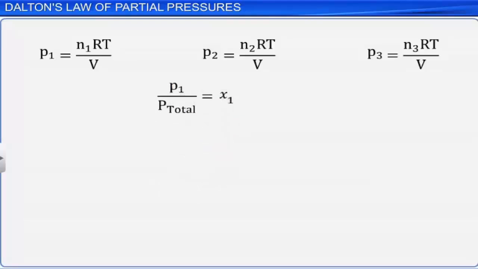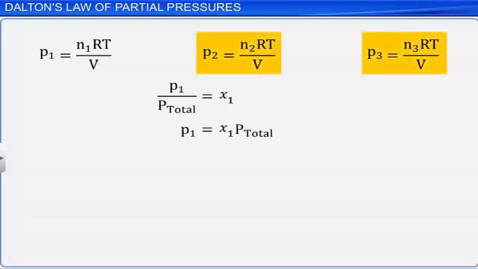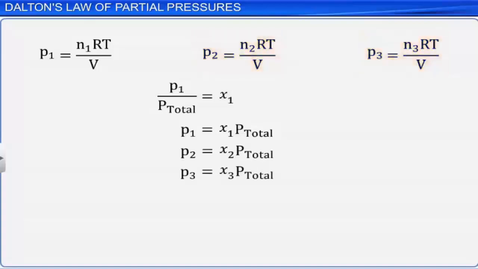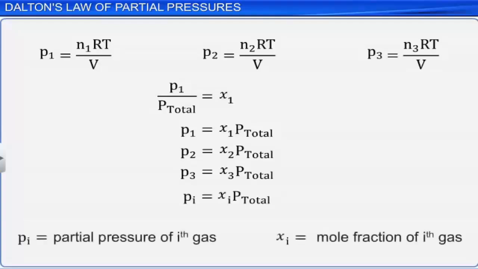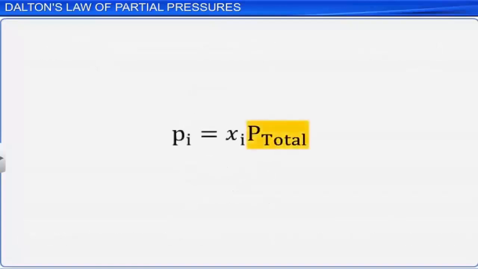Similarly, for other two gases, we can express partial pressures as P2 equals x2 multiplied by P total and P3 equals x3 multiplied by P total. Thus, a general equation can be expressed as Pi equals xi multiplied by P total, where Pi and xi are the partial pressure and mole fraction of ith gas respectively. Thus, if the total pressure of a mixture of gases is known and the mole fraction of the gas is known, then the equation Pi equals xi multiplied by P total is used to calculate the pressure exerted by an individual gas.